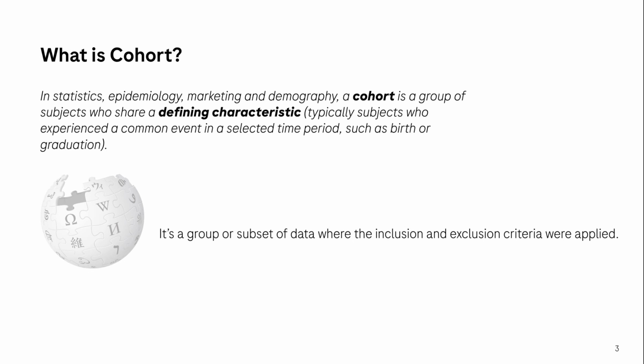So what is a cohort? According to the definition from Wikipedia, in fields like statistics, epidemiology, marketing, and demography, a cohort is a group of subjects who share a defining characteristic. In simple terms, a cohort is a group or subset of the data, where specific inclusion and exclusion criteria have been applied. In our world, it's like filters that can be created using dplyr, data.table, SQL, or any other tools.